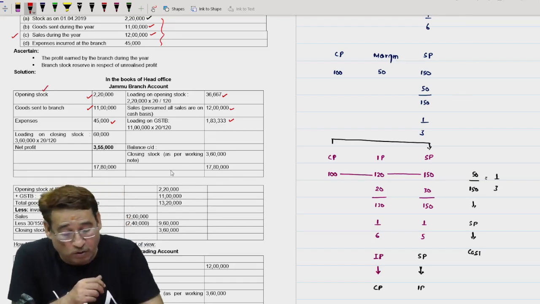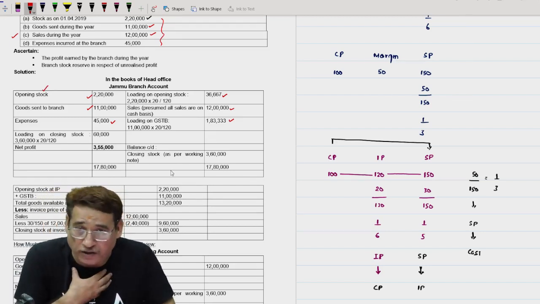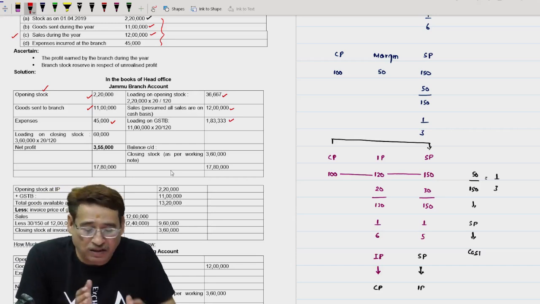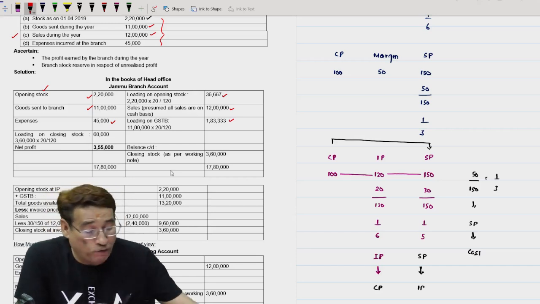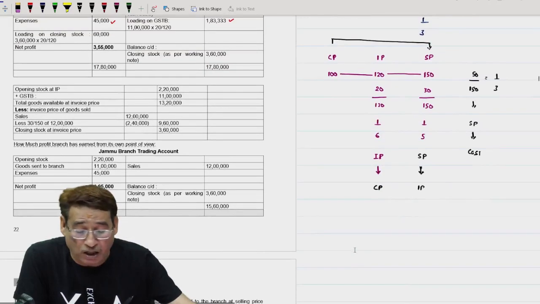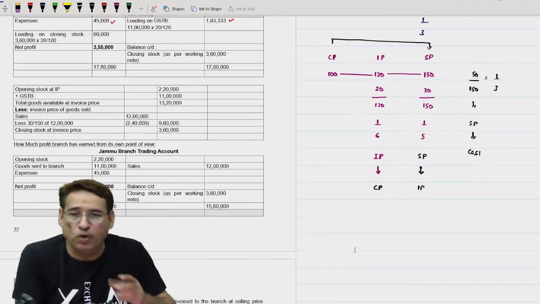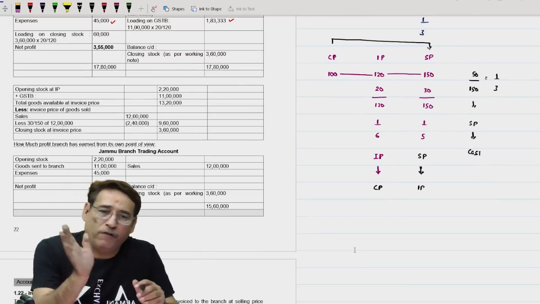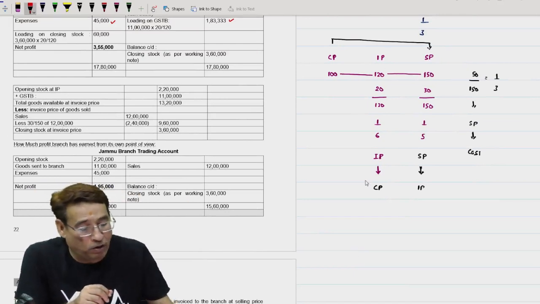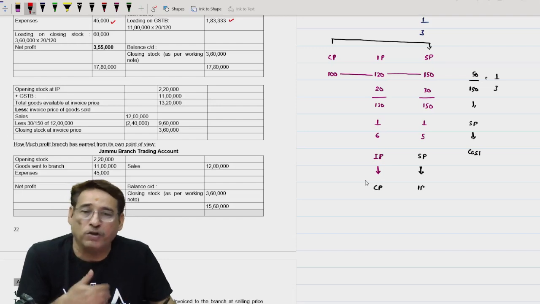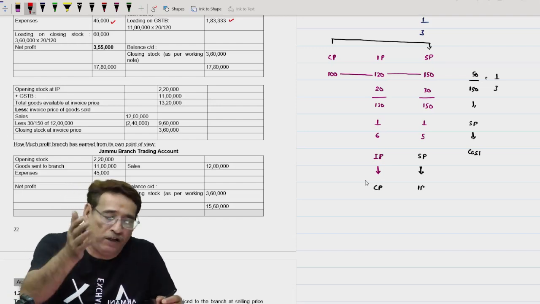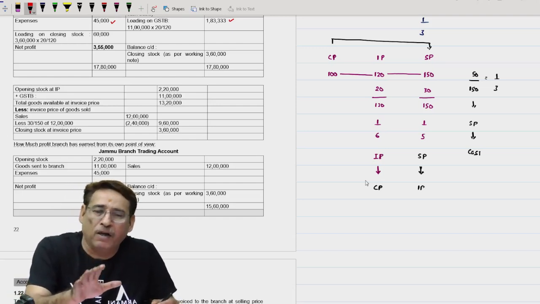In this question, closing stock is not given. I will have to find the closing stock. This is the main question that you have to find out the closing stock in this question. How will you find? First of all, you presume yourself to be the branch. You are the branch. You are not aware of cost price. You are concerned with only invoice price, because you are the branch, I am the head office, I am sending you the goods at invoice price, correct?